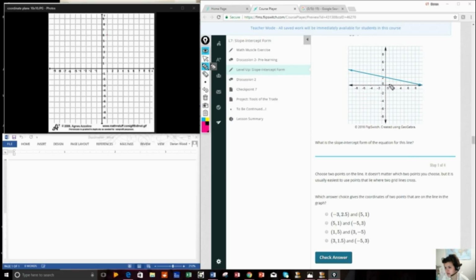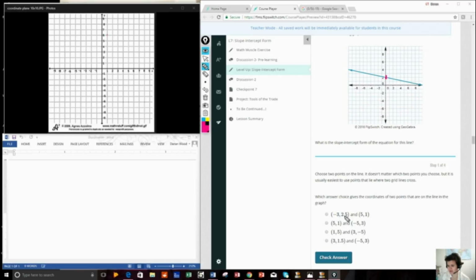So I'm going to look, this one doesn't enter at 0, 0, there's not an intersection. Oh, yes there is. Okay, it's not at 0, 0, but it is at 0, 2. So that is a good one. But I guess they're asking us, I should read this question. Okay, which answer choice gives the coordinates of 2 points that are on the line in the graph? Okay, so let's check this.